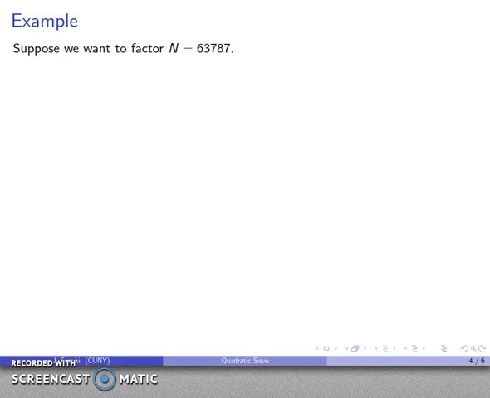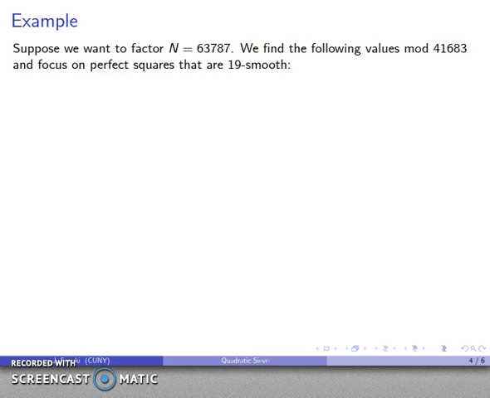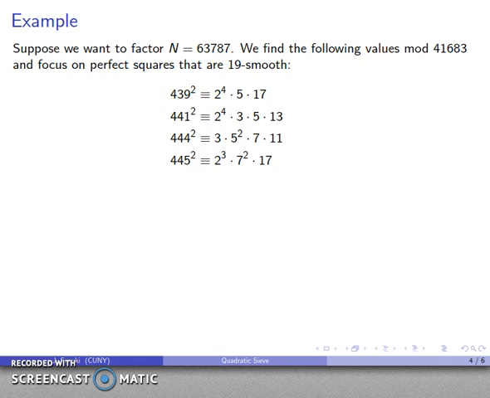So, for example, let's say I want to factor the number 63,787. And because I'm human, I'm going to choose to focus on values whose perfect squares are 19 smooth, which is to say all of the prime factors are 19 or less. This does require the most amount of work, so I have to go through the numbers. And I find, for example, 439 squared congruent to 1360, which factors as 2 to the 4th, 5, and 17. Likewise, 441 squared gives 3120, which will factor as a product of primes that are less than 19. And I can find a few others that also satisfy this requirement.